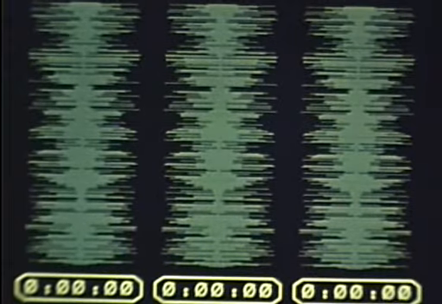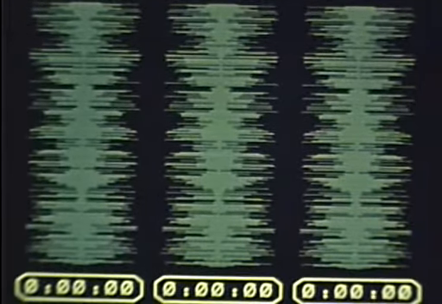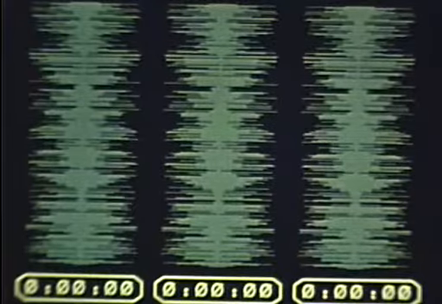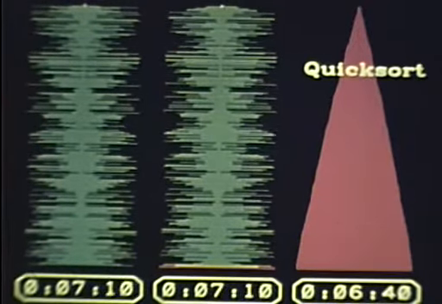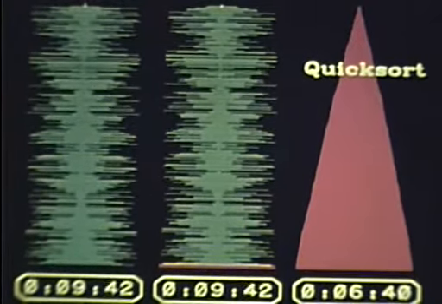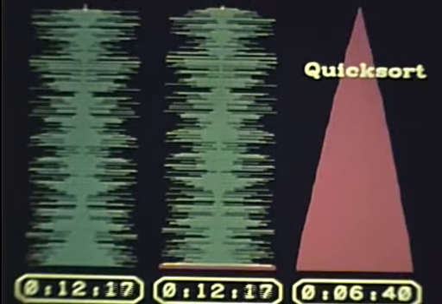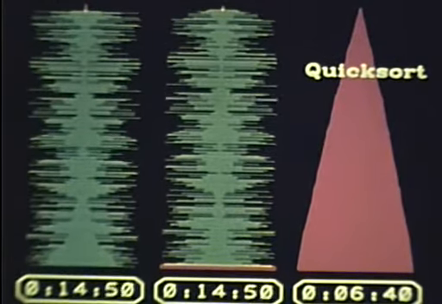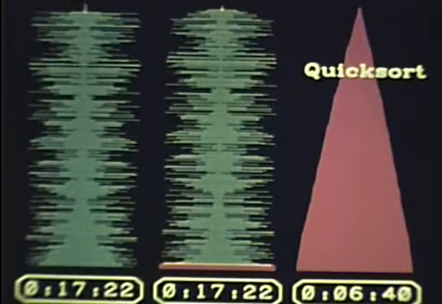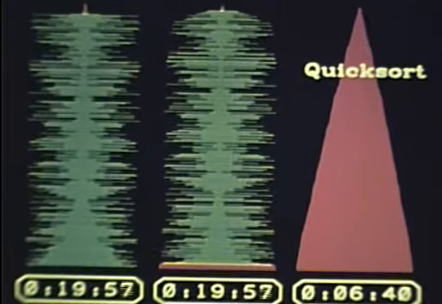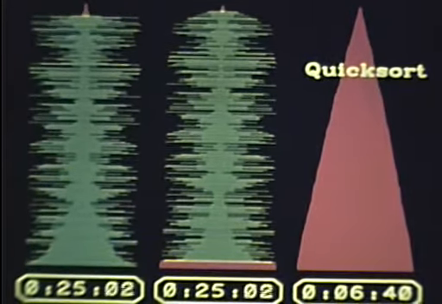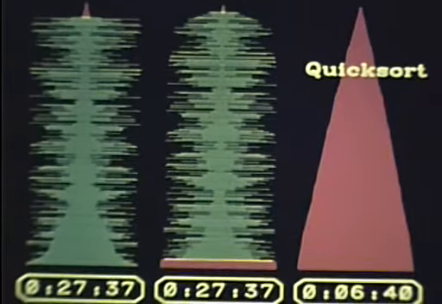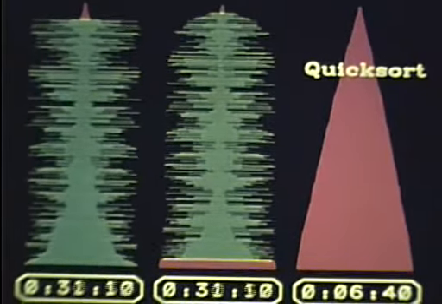Again, let's race the 3 machines in a typical sequence. One will use the bubble sort, one the shaker sort, and one the quick sort. Can you tell which is which? So that you don't fall asleep, we'll now speed up the race by a factor of 5.